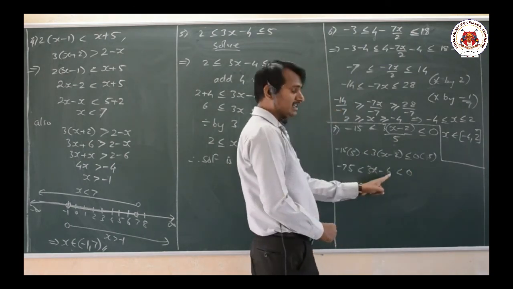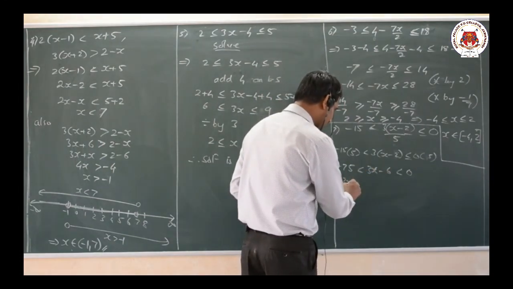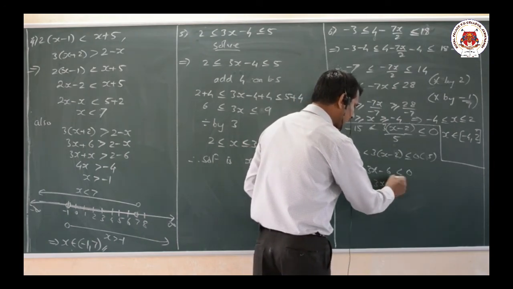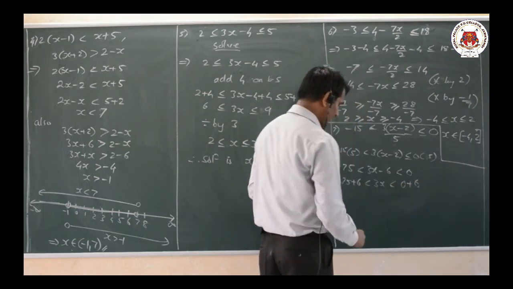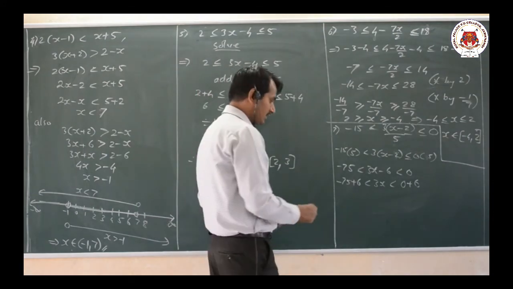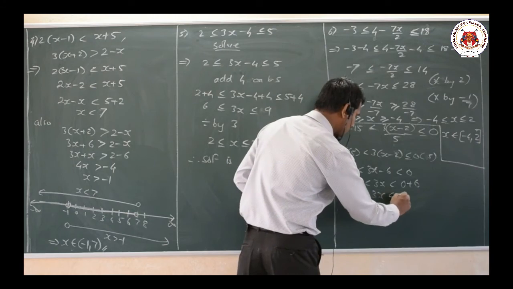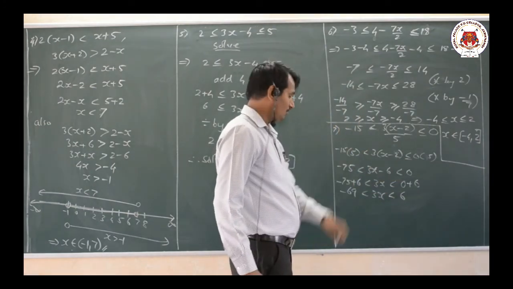Again the minus 6 part is there, to remove this we have to add 6 throughout, that is minus 75 plus 6 less than 3x minus 6 plus 6, which gets eliminated, and less than 0 plus 6. Now here I will add minus 75 plus 6, that is minus 69 less than 3x then less than 6 here. Now 3x is the remaining part, divide by 3 throughout.